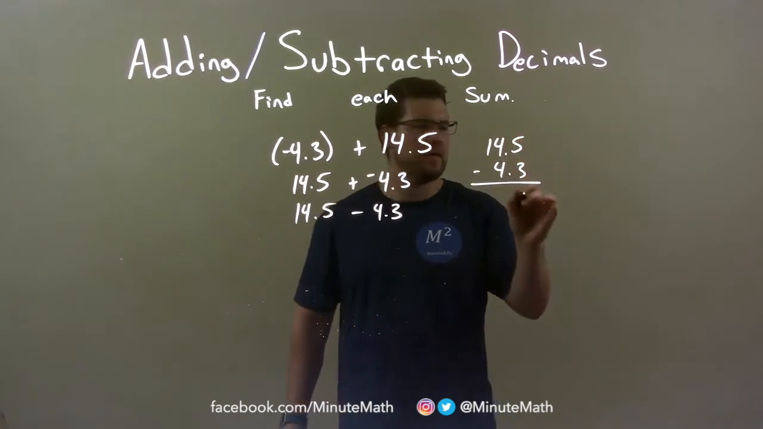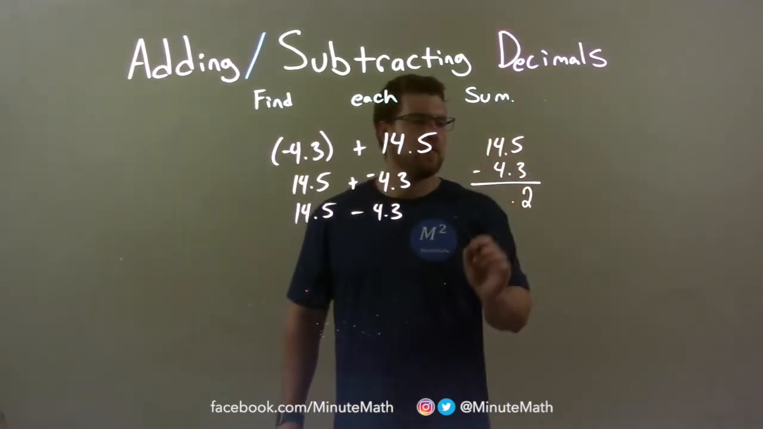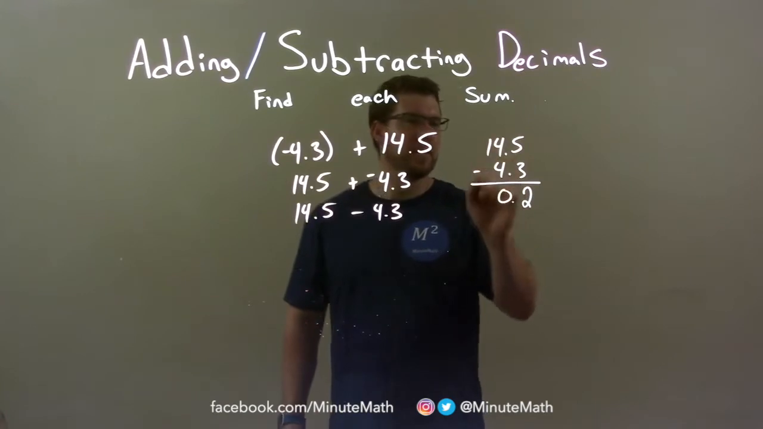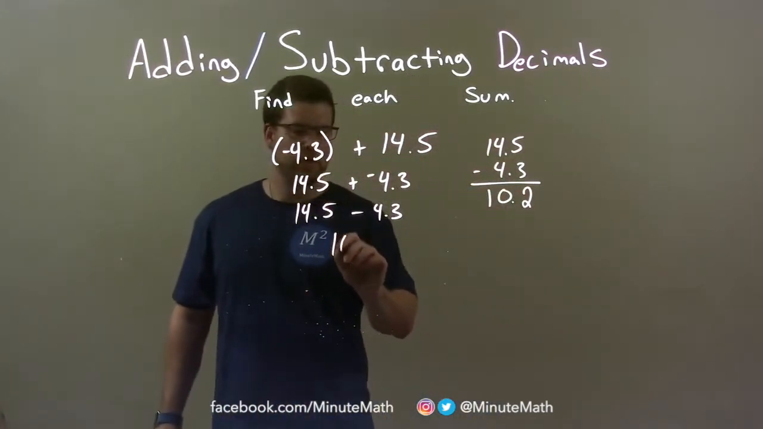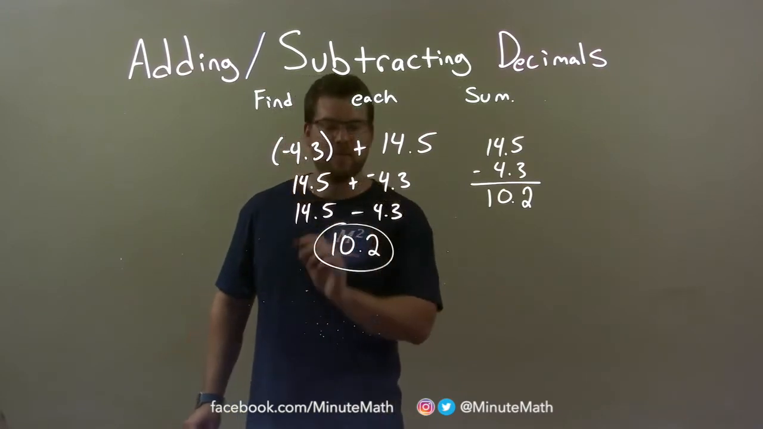And we go down. 5 minus 3 is 2. 4 minus 4 is 0. And we bring down the 1. Nothing there. We have 1. So we have 10.2. So here we have 10.2 as our final answer.